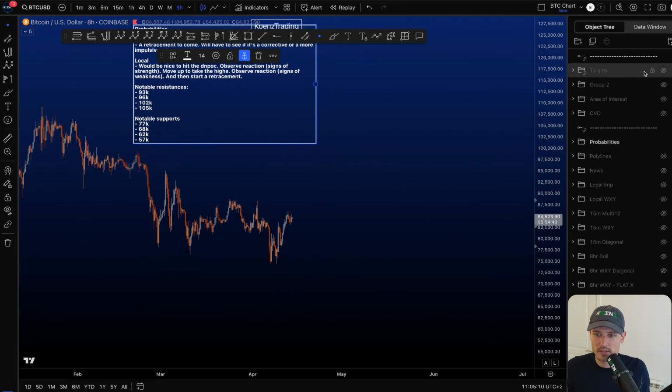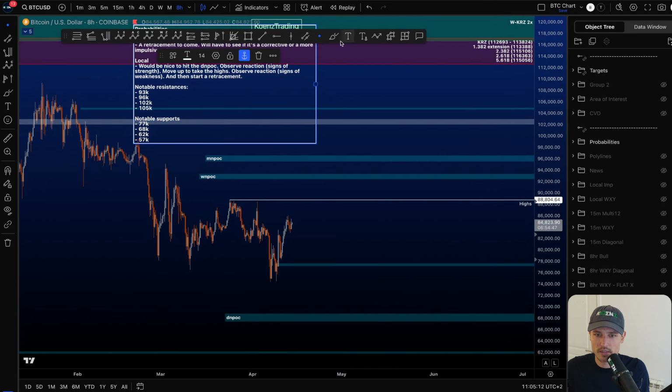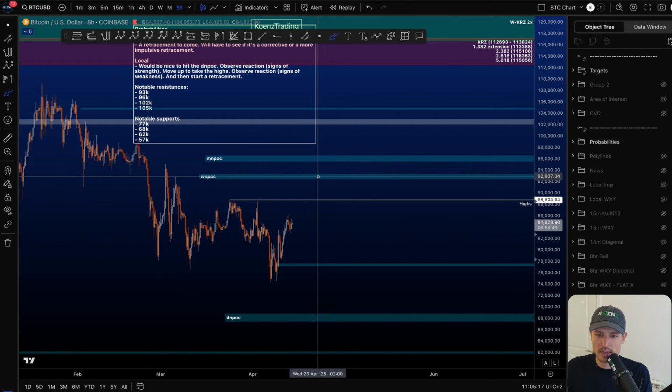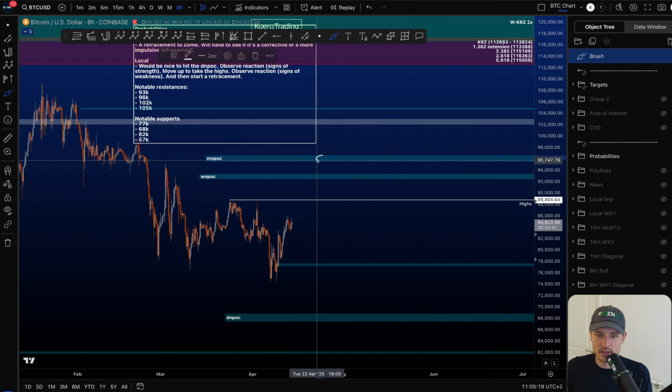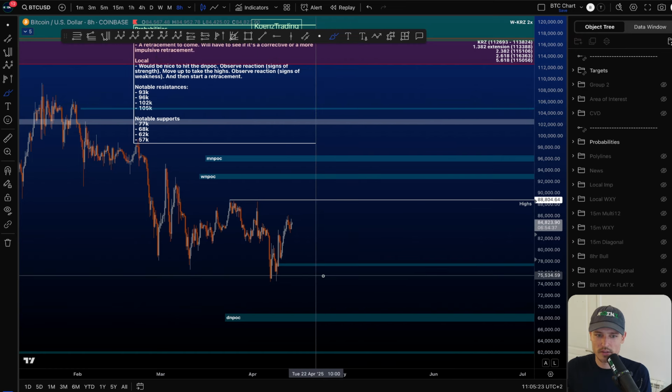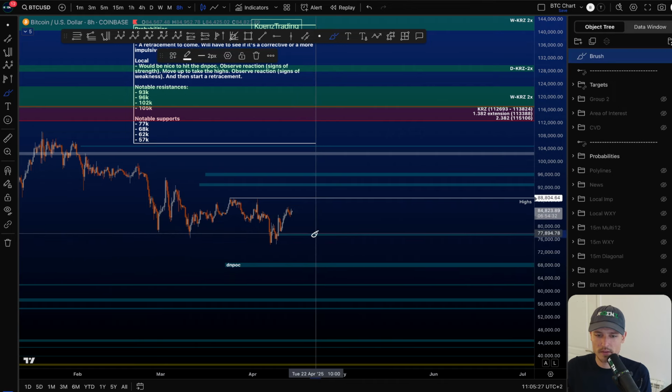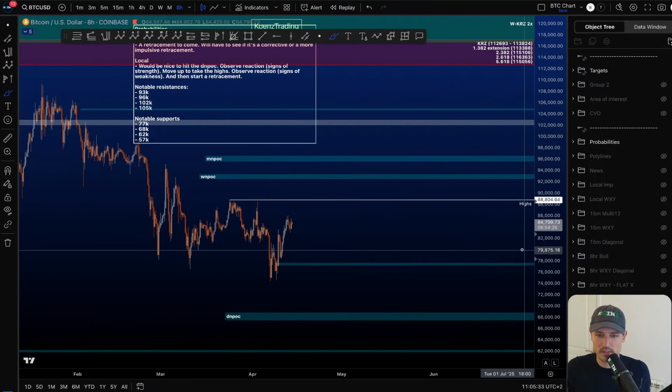Now, notable resistances and supports are basically the boxes as well, but let's put 88.8K in there with the highs. Then you have 93K, then you have 96K, then you have 102K and 105K. And to the downside, 77K is here. Then you have 68K, then you have 62K, and then eventually you have 57K.